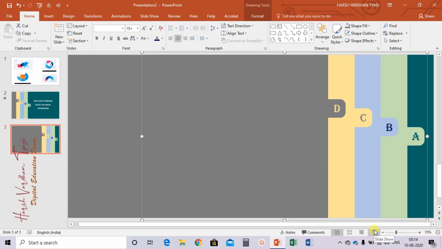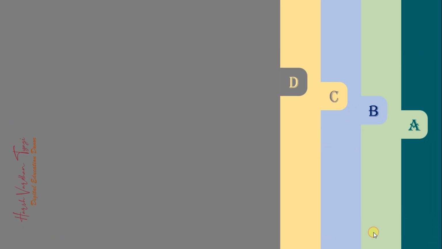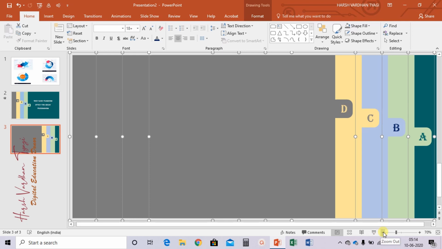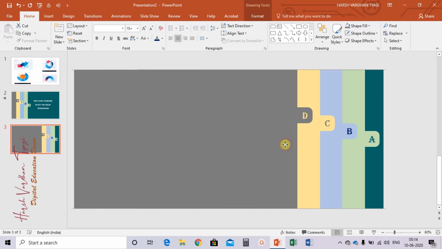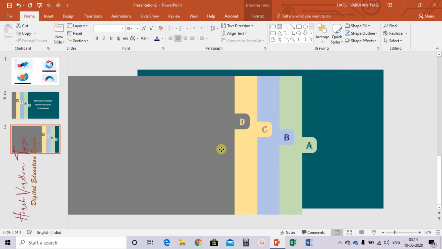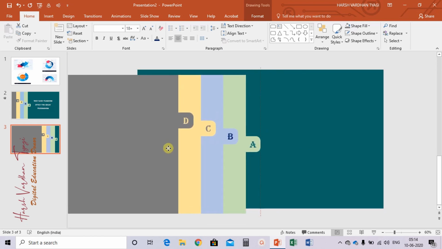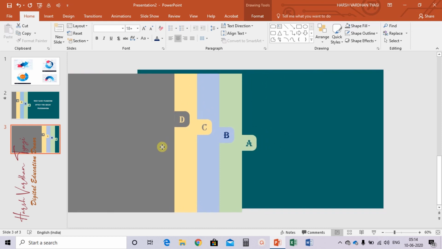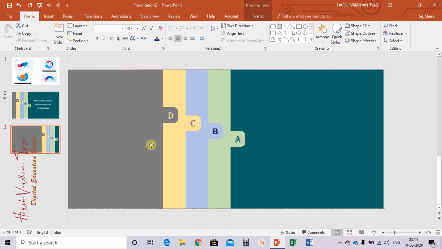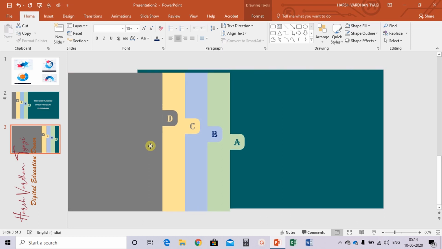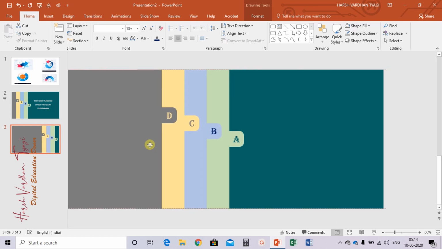Now you need to select all these slides and move them to the left side, this way. Please make sure that this last D shape is also visible. Don't move it so far to the left that the slides are not visible. You have to make sure that all the slides are visible.